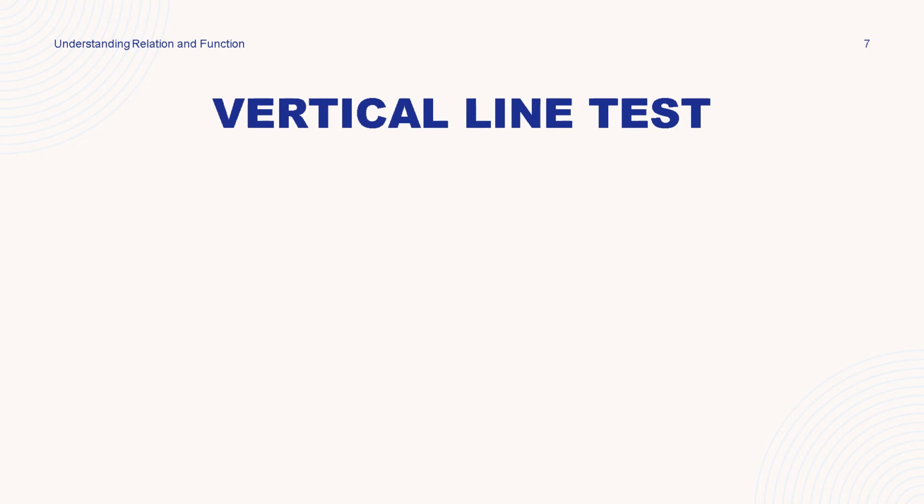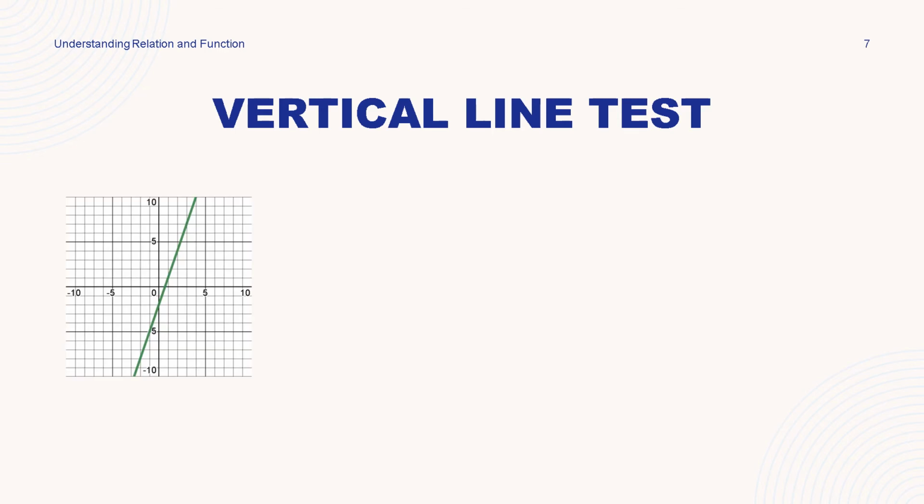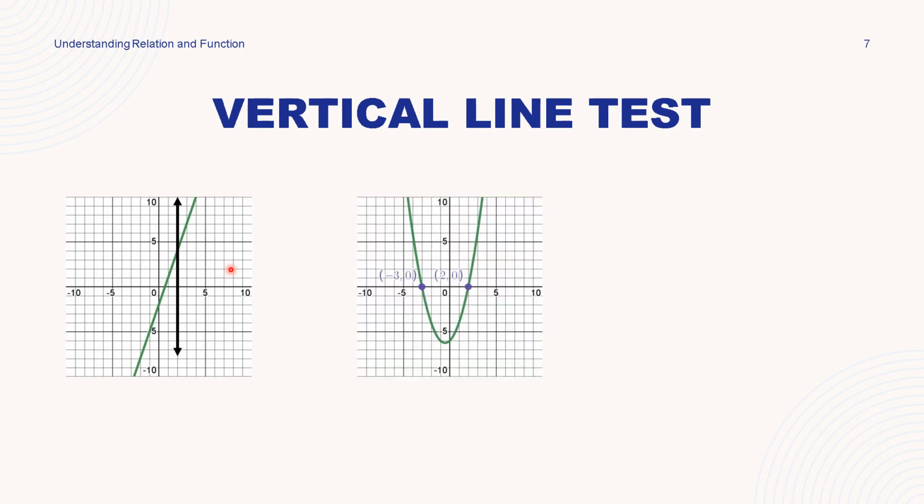Another way to look at a function is using the vertical line test. If a relation is represented by a graph, you may use a vertical line. Make sure that if you have a vertical line, there is only one intersection of the graph with the vertical line. Let's have this example. As you can see, this is a line, and you put now a vertical line. There is only one intersection happening. If there's only one intersection, it is a function.